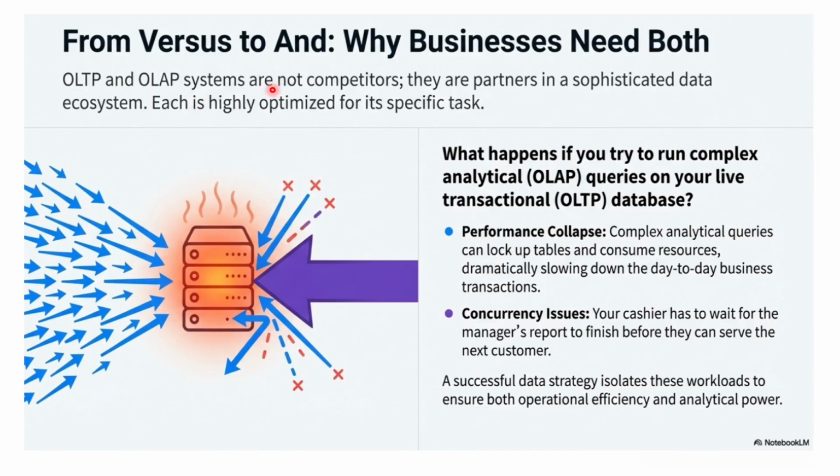So the topic of this particular video is OLTP versus OLAP, but they are not competitors. They are partners in a sophisticated data ecosystem. Before we start OLAP, let us understand why we can't do what we do in OLAP in an OLTP system. Why we cannot run analytics on an OLTP system. First is performance collapse. Complex analytical queries can lock tables and consume resources, dramatically slowing down day-to-day business operations. If you run complex queries, they can lead to a deadlock also.